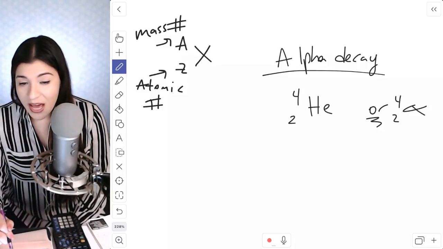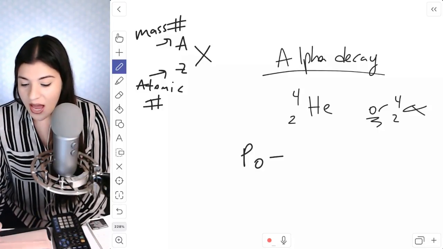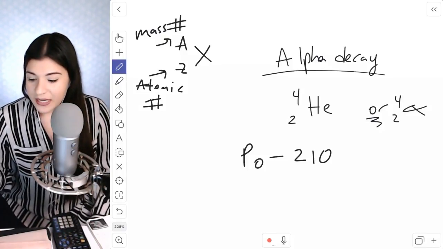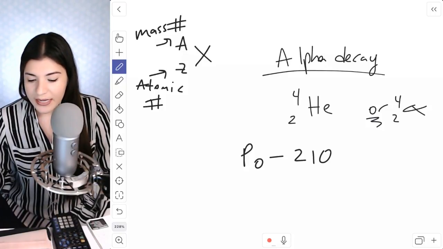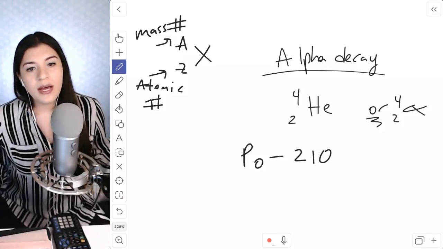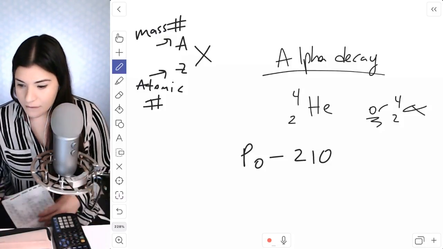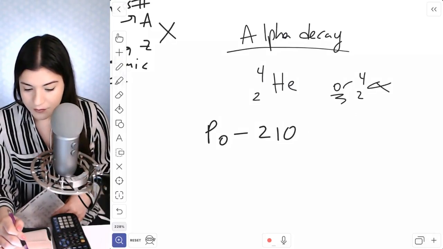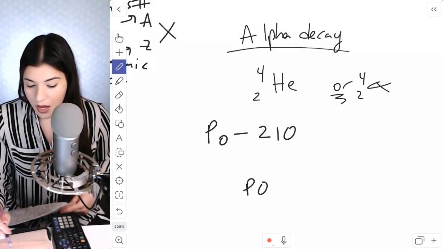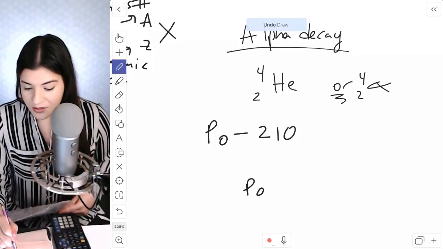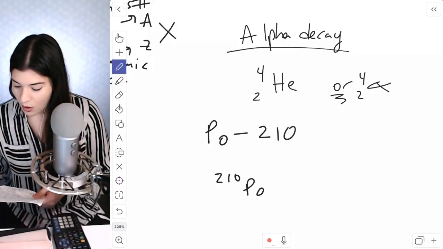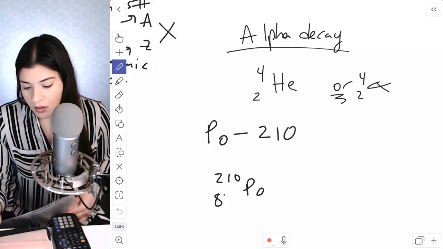Okay, so what I'm going to do is the alpha decay of, let's say, Po, and we're given 210, or whatever number they're giving you, that's going to be the mass number. They're always going to give you the mass number. However, you would look on your periodic table and find the atomic number. In this case, I would put Po and 210 on top, and the atomic number of Po found on the periodic table would have been 84.